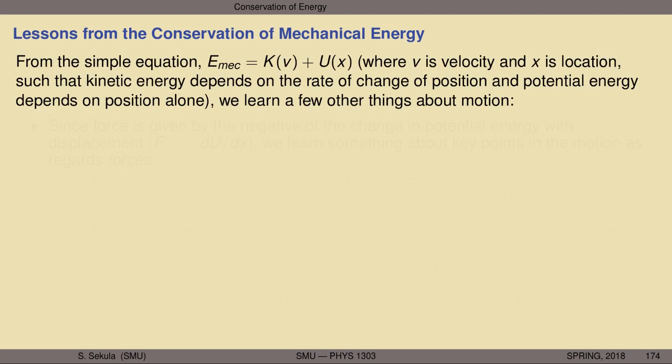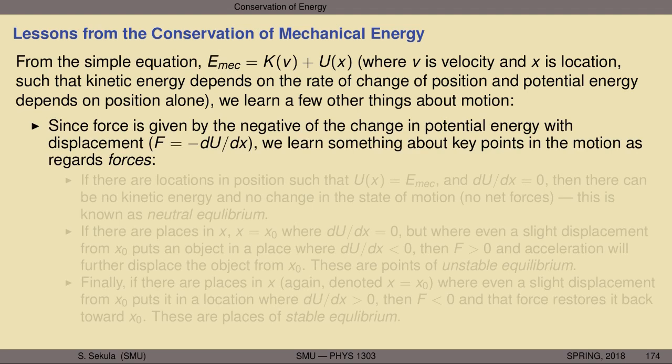Now, let's consider another series of lessons from the conservation of mechanical energy. Again, mechanical energy is the sum of kinetic energy and potential energy within a system isolated from non-conservative forces. What are some other things we can observe here? Well, since force is given by the negative of the rate of change of potential energy with respect to displacement, so F equals negative du dx, the first derivative of the potential energy with respect to position, and again, thinking in one dimension, we learn something about other key points in the motion regarding specifically force or forces.